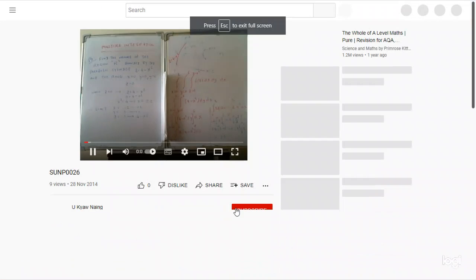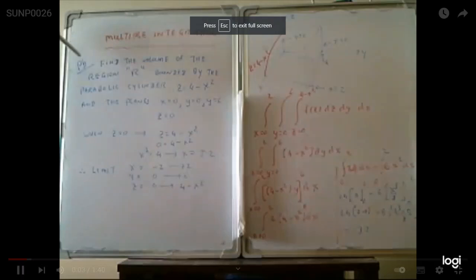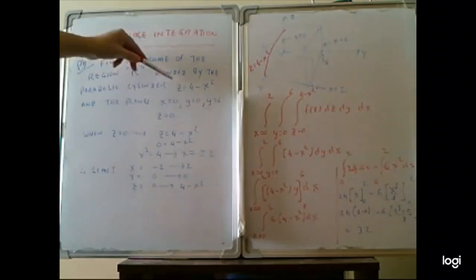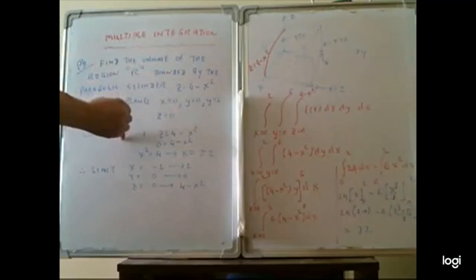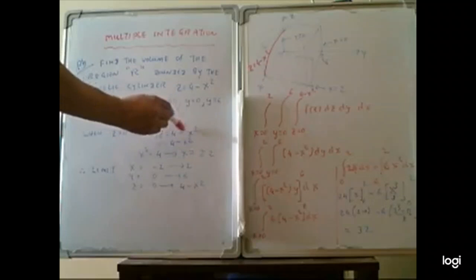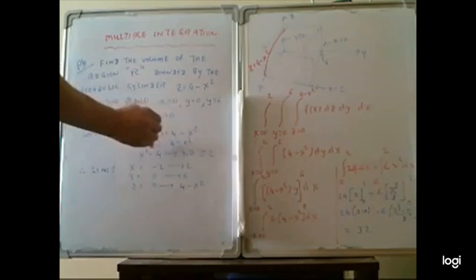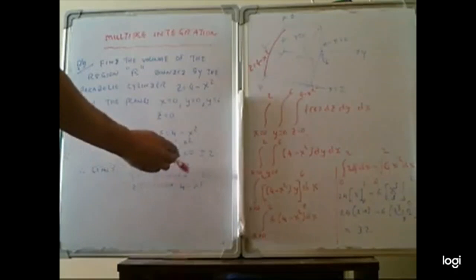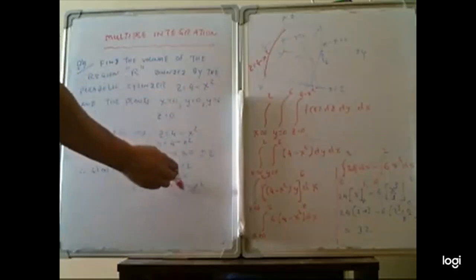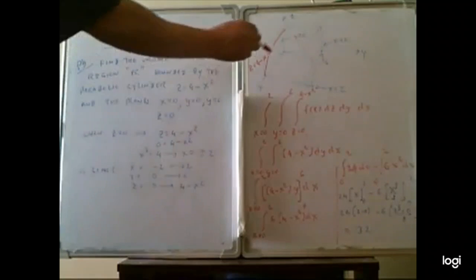So this is a multiple integration. You have to find the volume in region R bounded by the parabolic cylinder z equals 4 minus x squared, and the planes x = 0, y = 0, y = 6 and z = 0. So for the equation z equals 4 minus x squared, the z limit starts from 0. When you put z = 0, 0 equals 4 minus x squared, so x squared is 4, so x is plus or minus 2. So the x limit starts from minus 2 to 2. The y value is 0 to 6. The z value is 0 to 4 minus x squared.